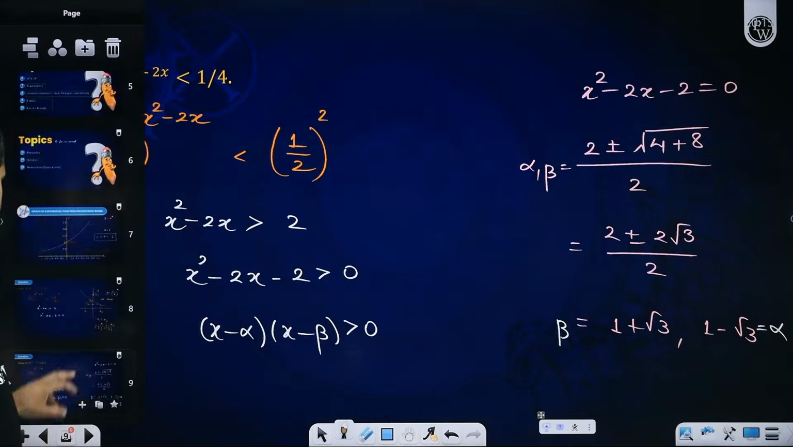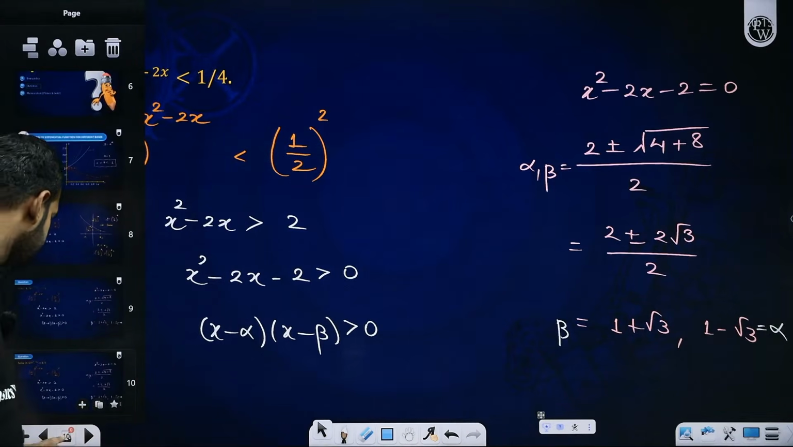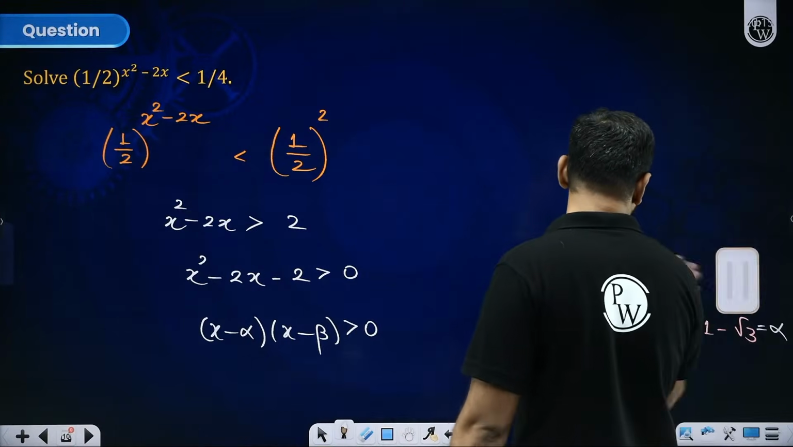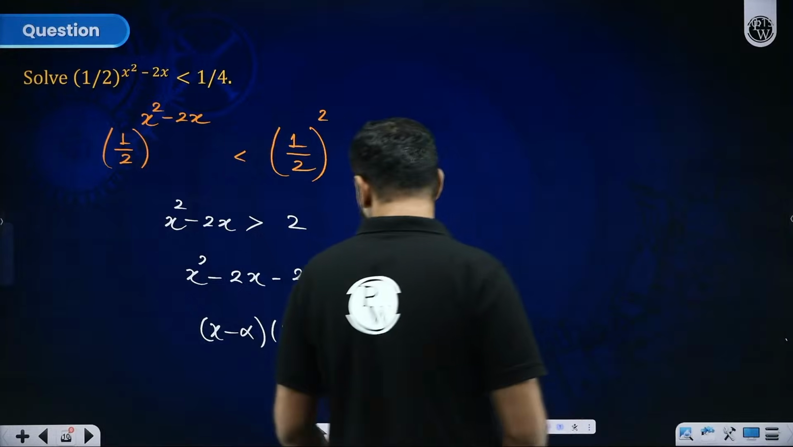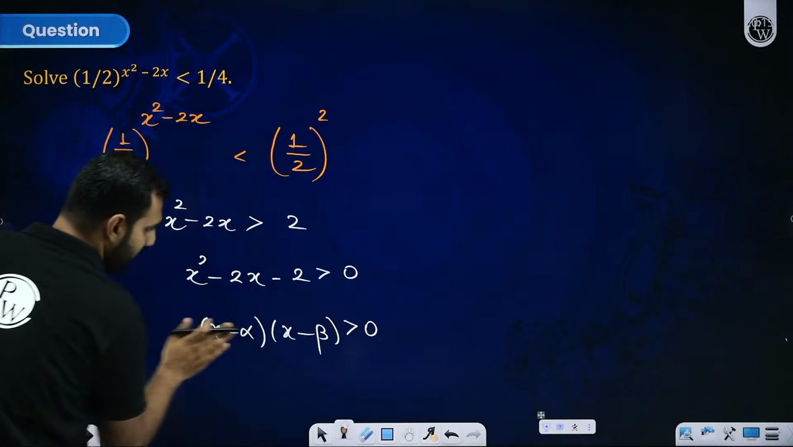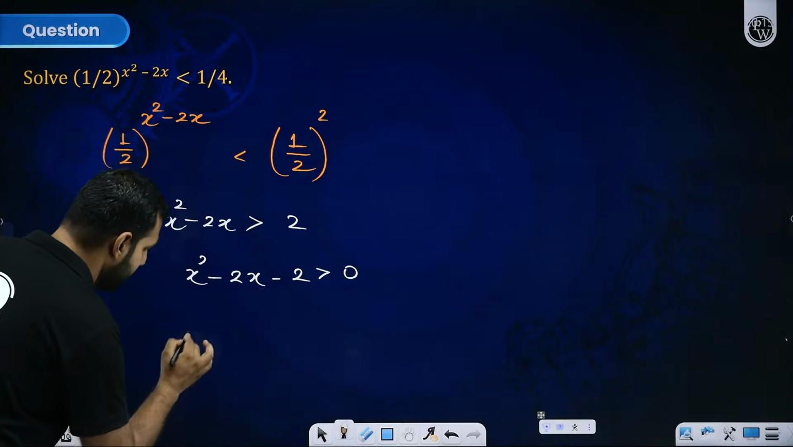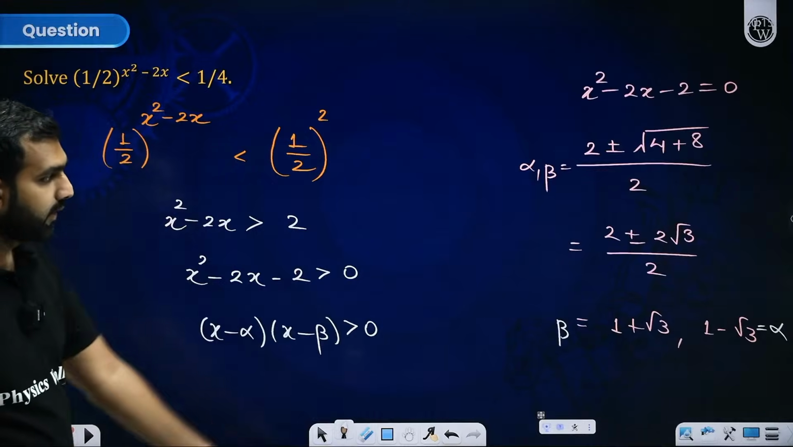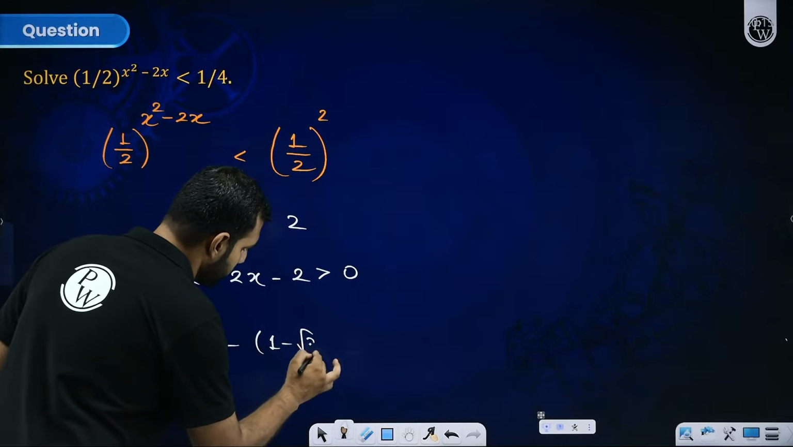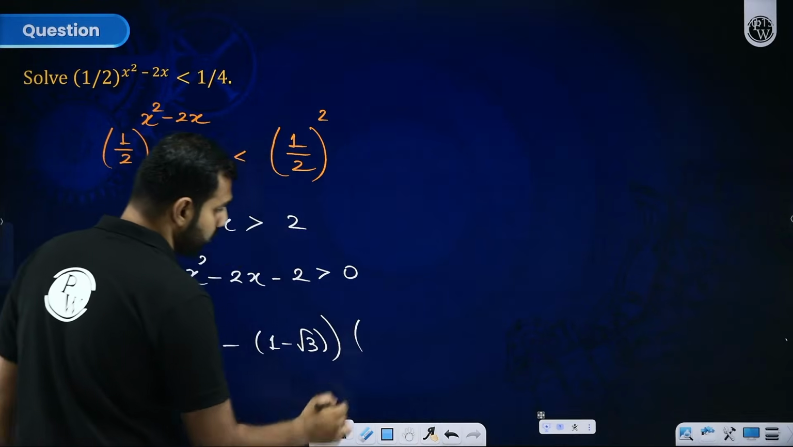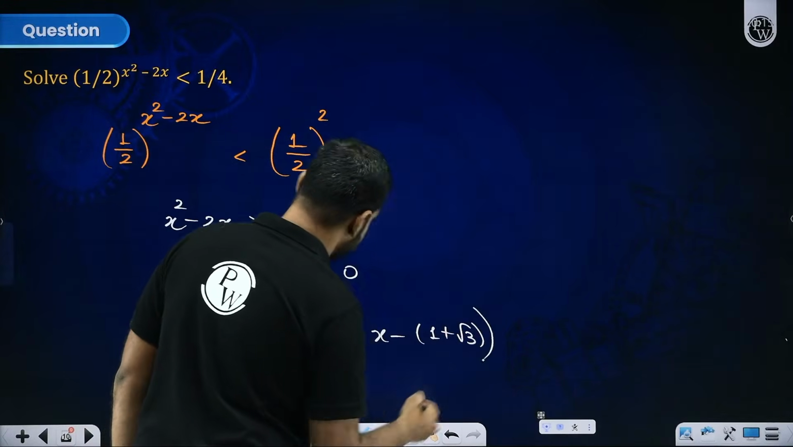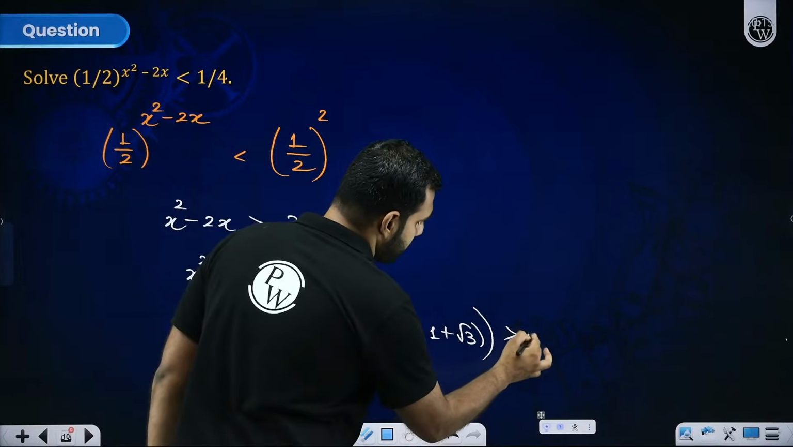If the quadratic is split as x minus alpha into x minus beta, I think half of my job is done. Why? Because if you are still confused with x minus alpha and x minus beta, what I could write it as is x minus, what was alpha? Alpha was here 1 minus root 3. So I'll write it as x minus 1 minus root 3. And what is beta? Beta is 1 plus root 3. So that is x minus 1 plus root 3. I hope everybody is understanding that, and that should be greater than 0.